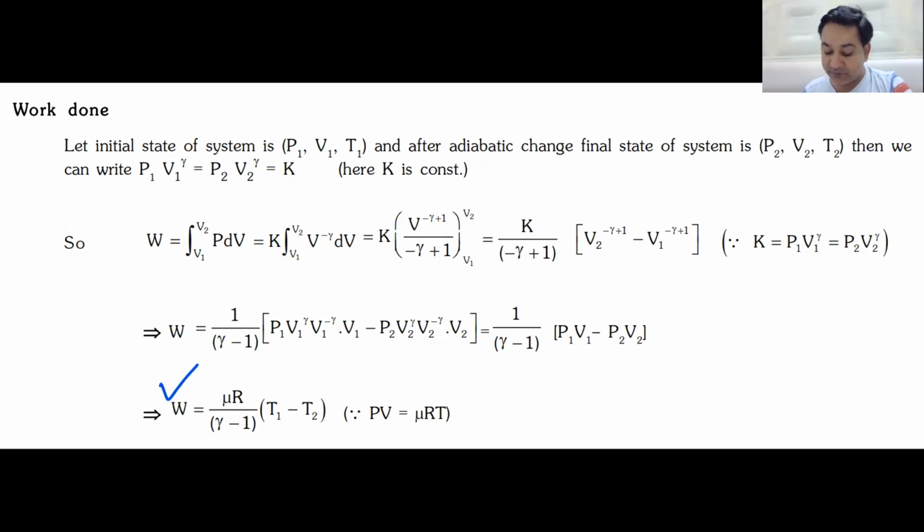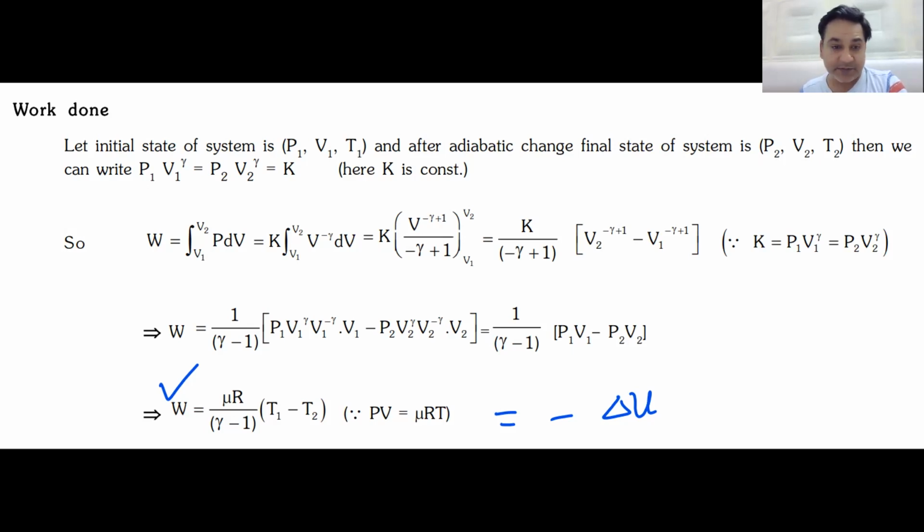And you must remember that the work done in this process is nR upon gamma minus 1 times T1 minus T2. Since there is no heat given, this is the negative of delta U. Yes or no? Yes, sir. Delta U is nCv delta T, and Cv is R upon gamma minus 1. So you do the negative of this and you get this. Yes or no? Yes, sir. So remember these small things and you would be able to solve questions on adiabatic process, which we will do in the next class.